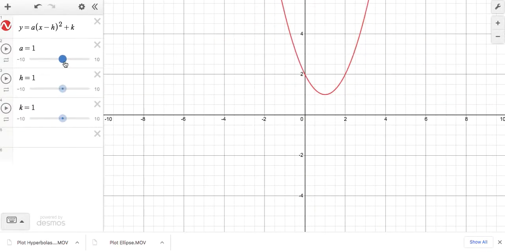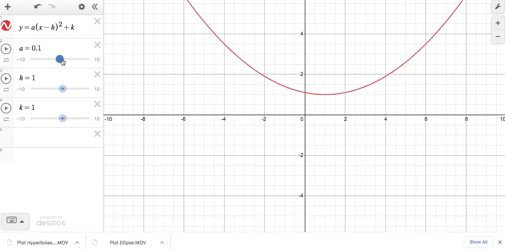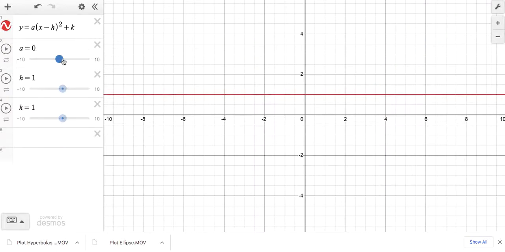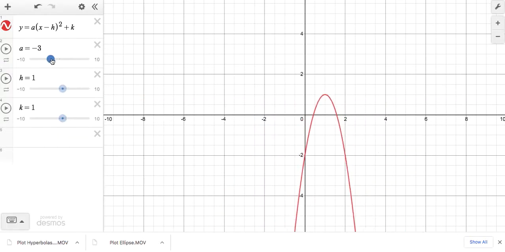And notice that the bigger that value gets, the sharper, steeper the parabola is. So as I have this thing approach 10, you have a very sharply opening, steep parabola, and it flattens out as I approach 0. And of course, if we get to 0, then you just have the equation y equals k. So then it's just a flat line. And if I go negative, the parabola opens downward.